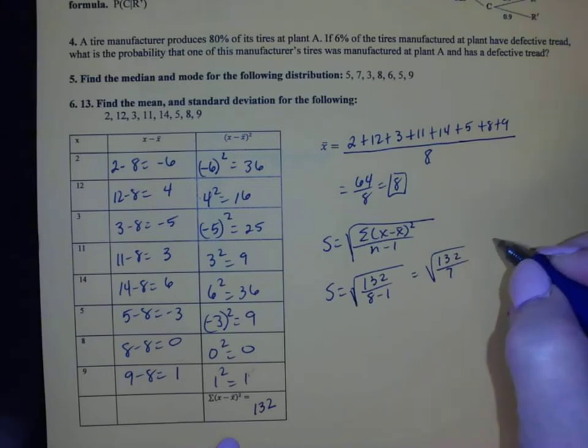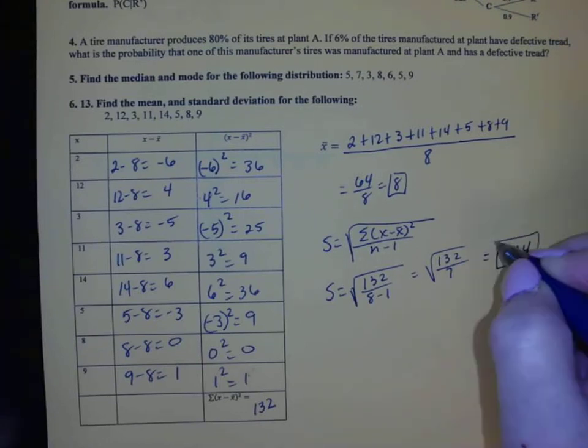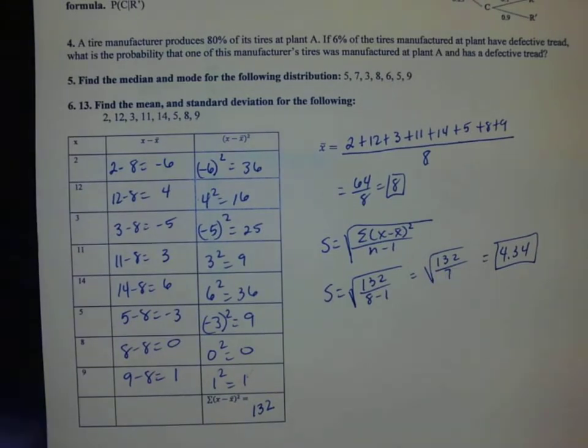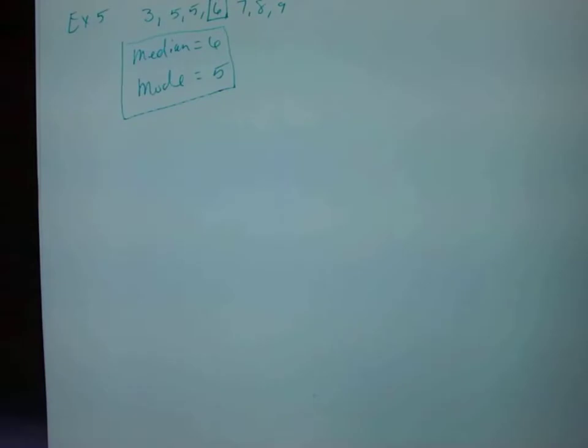And so this becomes 4.34. You just need a decimal and you're good. You can create the decimal in this part if you want, and then take the square root of that, or just put that all in your calculator at once. It's okay to do that. So that's how we find our mean and use that mean to find standard deviation. All right, next question.